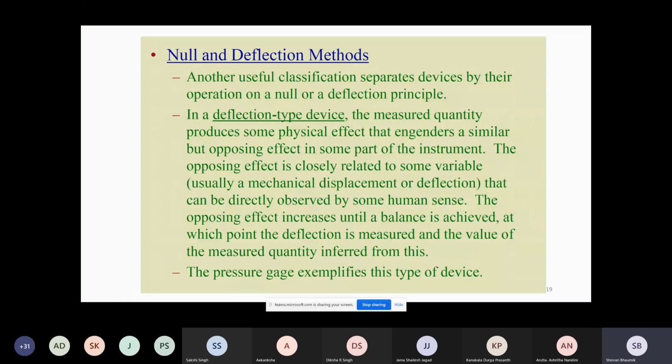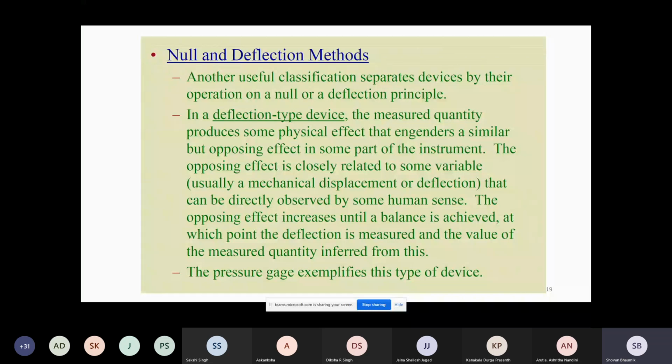Now the pointer gets deflected, and there may be a spring or something which opposes the deflection. We call it the restoring force. When the restoring force is equal to the deflecting force, the two balance and it is in the equilibrium position. So the pointer gets deflected and stays there when the input is in the steady state. Then you see the pointer with your eyes and you measure the reading. So this is the way the deflection type works.